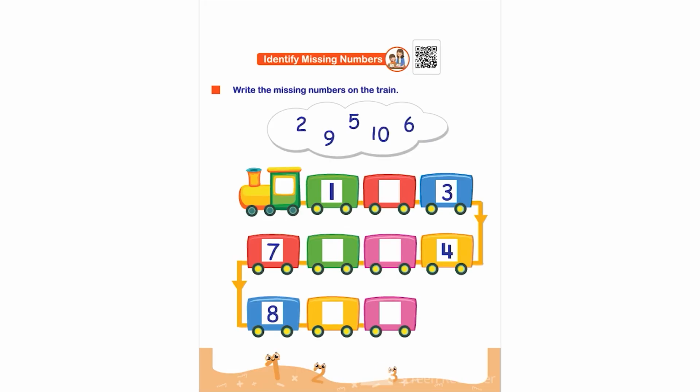Hello everyone. In this worksheet, the topic is identify missing numbers. Over here, write the missing numbers on the train. So here the numbers are given. So after 1, it would be 2, 3 is given. Then they have to follow the direction of the arrow. So 4 over here, then 5 and 6 are the missing numbers. 7 and 8 are given. After that, they have to write 9 and 10 in the missing numbers boxes.